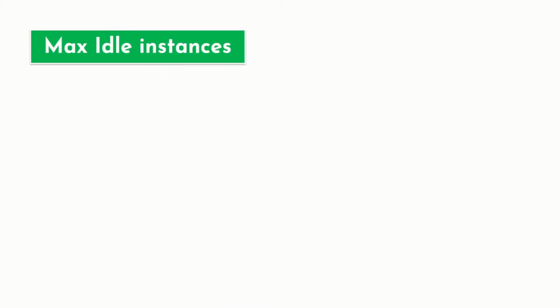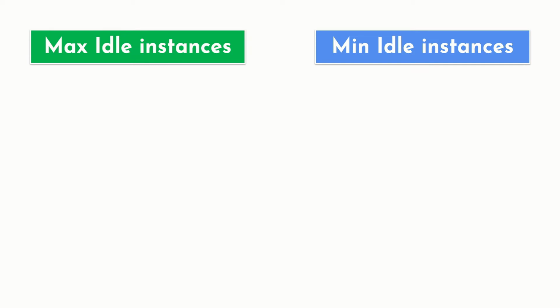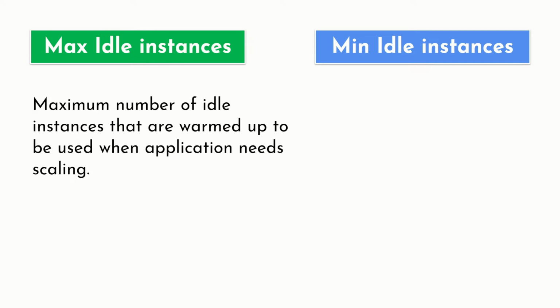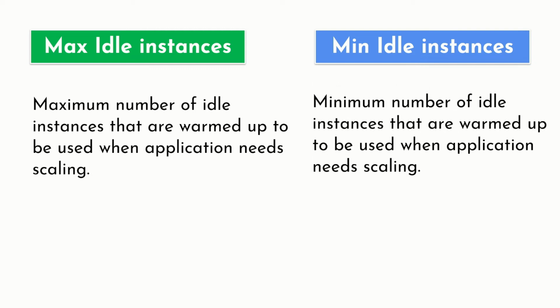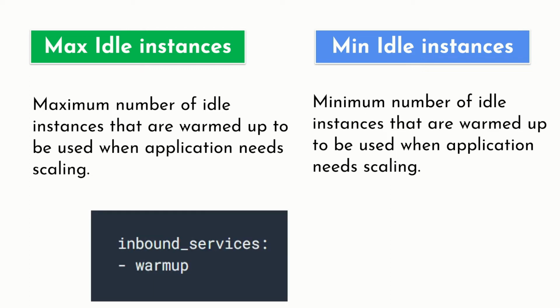Now we have two more parameters to be used in the app config file: max idle instances and min idle instances. Max idle instances is the maximum number of idle instances that are warmed up to be used when the application needs scaling. This enables rapid scaling as the load on the server increases. Min idle instances is the minimum number of instances that are warmed up to be used when the application needs scaling. These two are again optional parameters that can only be configured if you have enabled inbound services warmup. So you need to put this block in your app YAML in order to use the above two parameters.